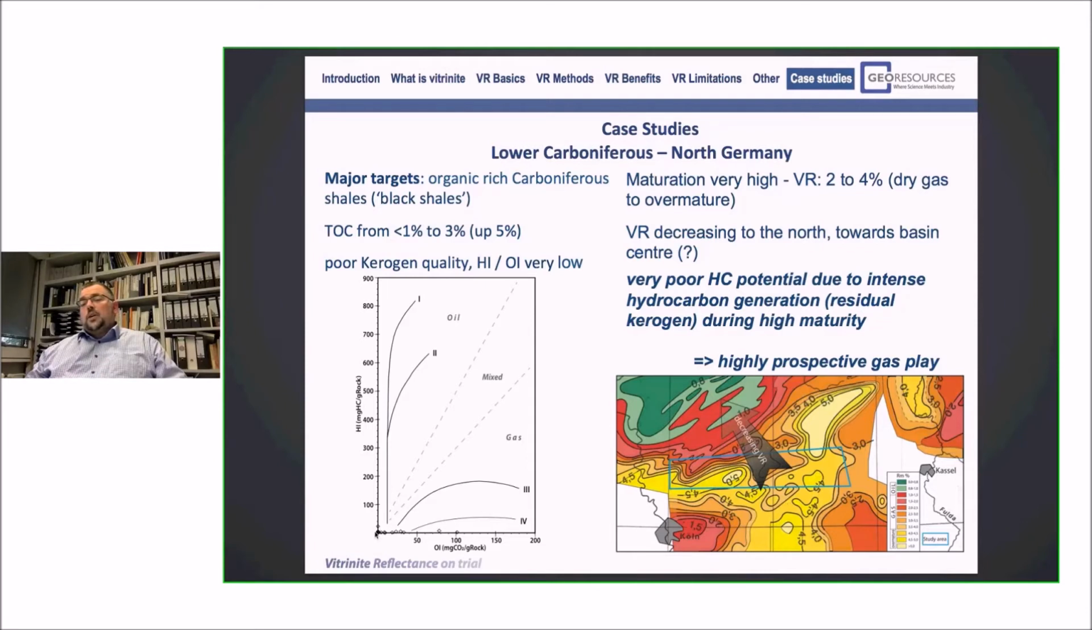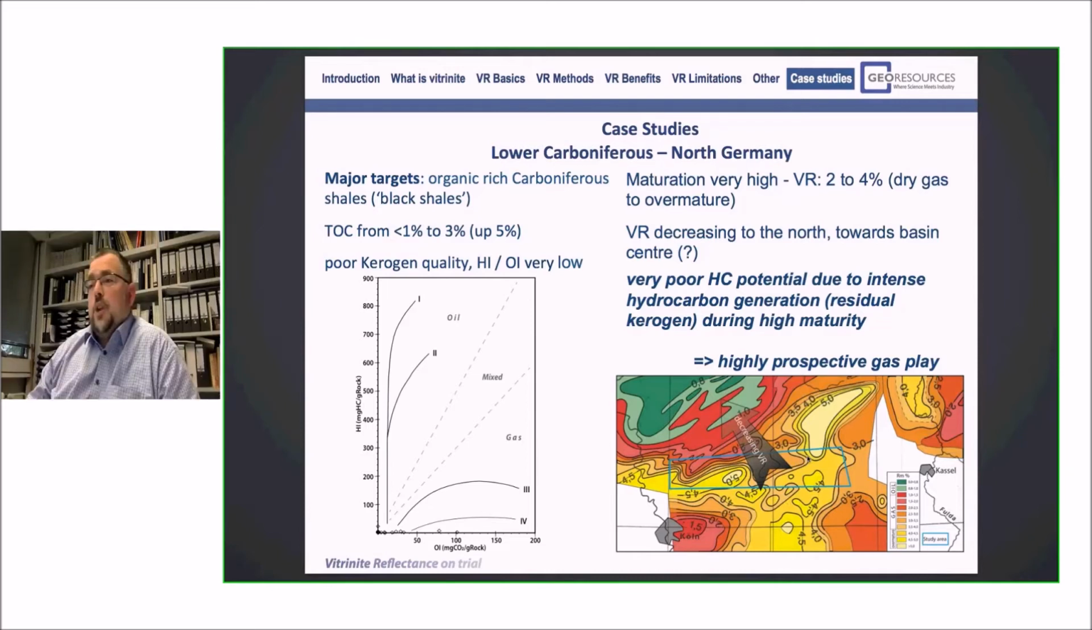So these very poor HI, OI values are a result of the residual kerogen. So if this interpretation is right, this would be a highly prospective gas play, shale gas play here in this high mature area. And that's the reason why this was a relatively big shale gas concession from one hydrocarbon company.